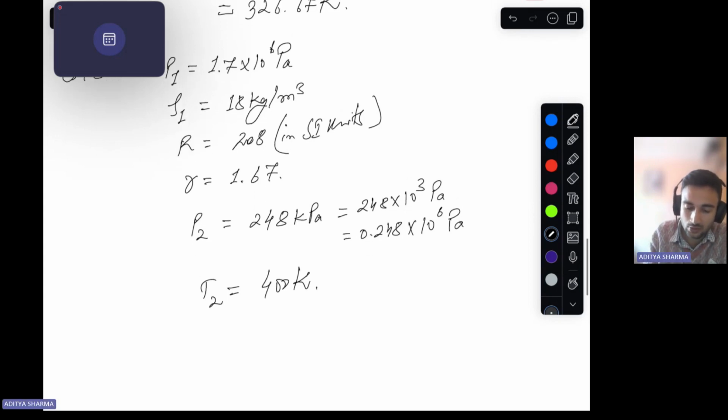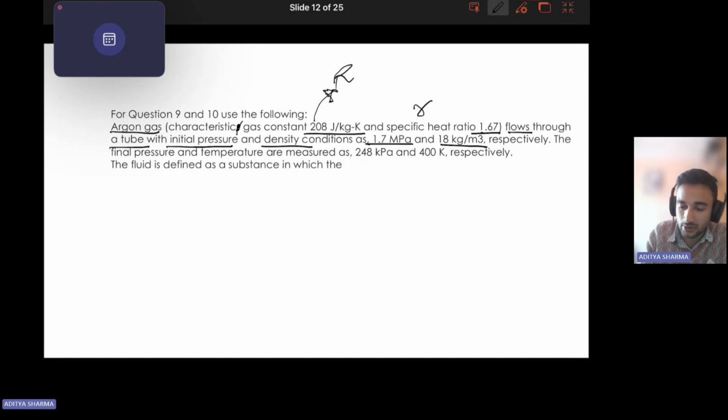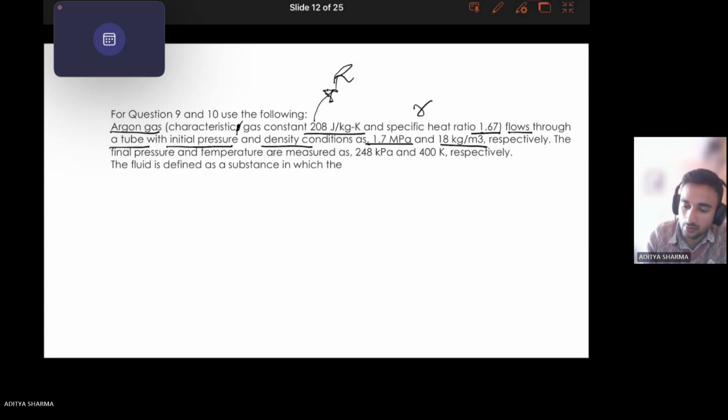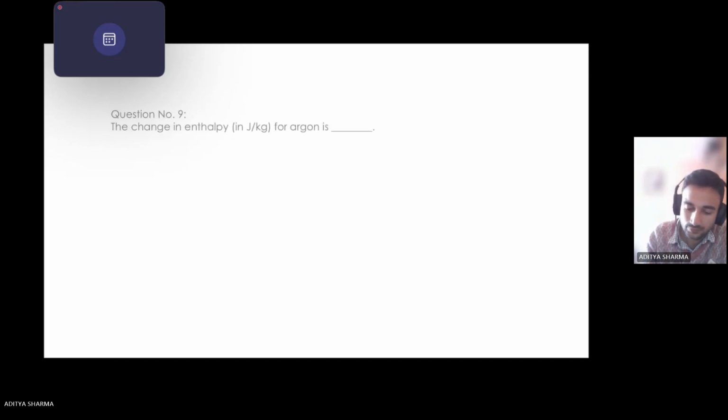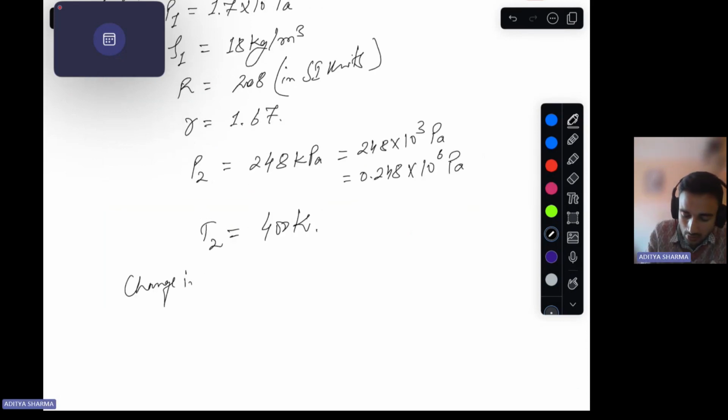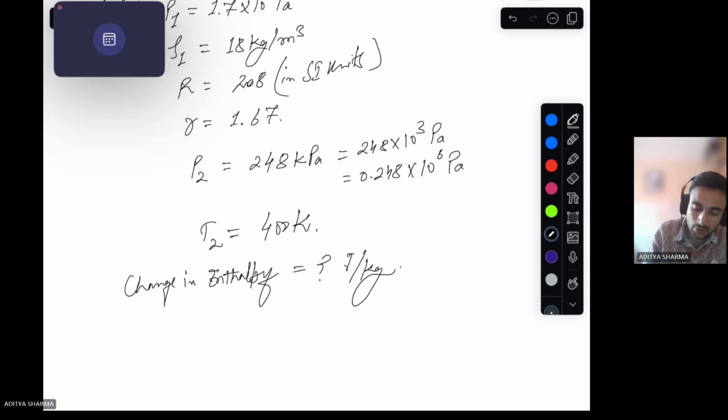Now these things have been provided to us. Now let's see what the question has to say. So the change in enthalpy in joule per kg for argon is... So now the question asks for the change in enthalpy, right? So we need to find the change in enthalpy in joule per kg. Okay.